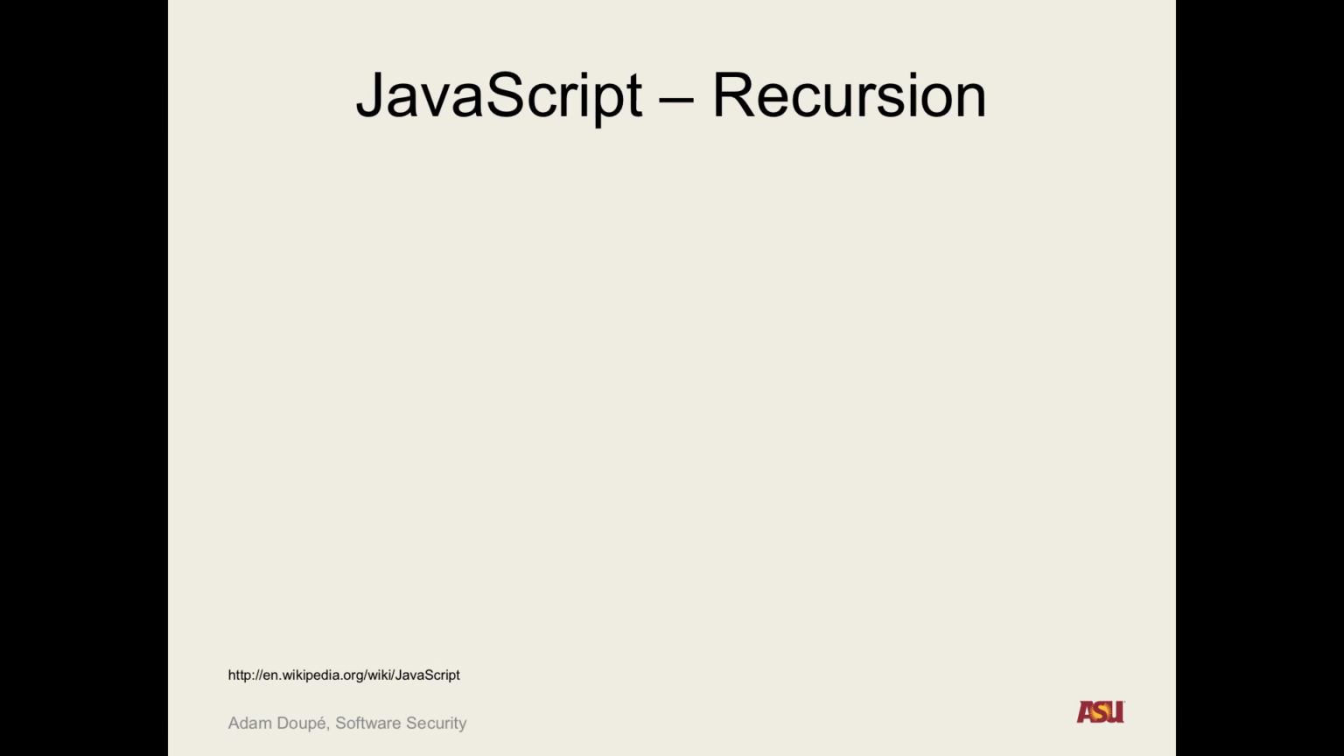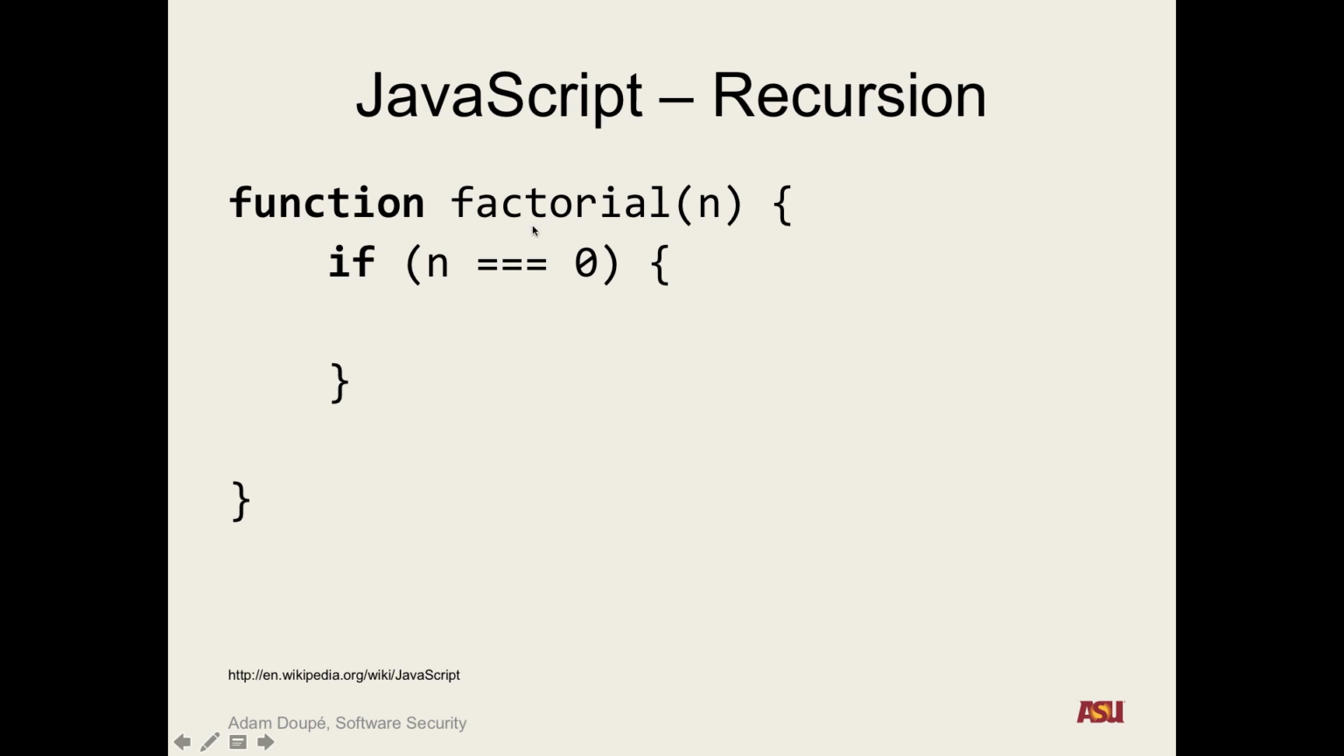Okay, so other things about JavaScript. We can do recursion in JavaScript. So we have a function factorial, and we can set if n is triple equal to 0, we return 1. Why, JavaScript people, why are we using triple equals here?